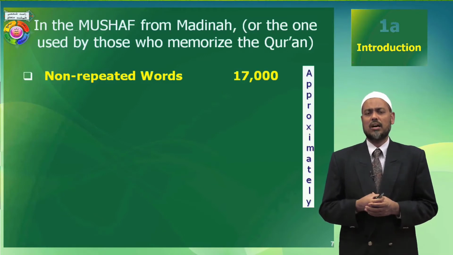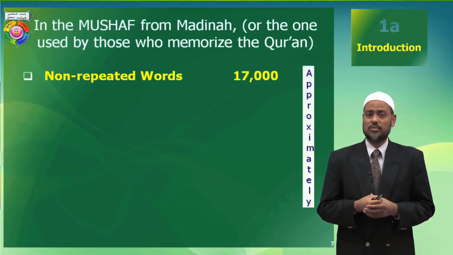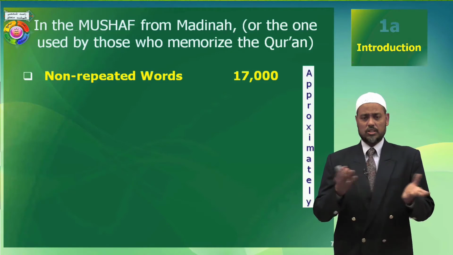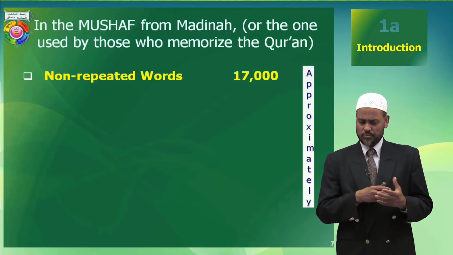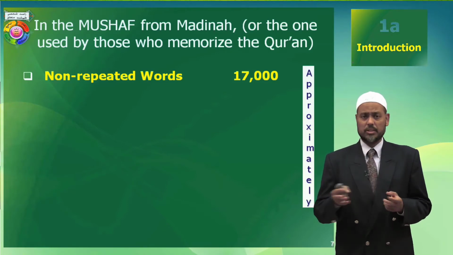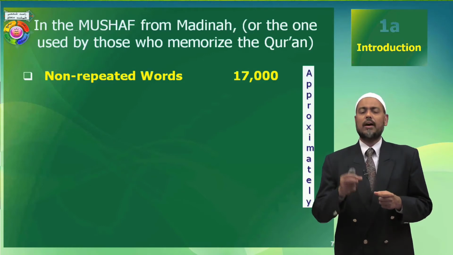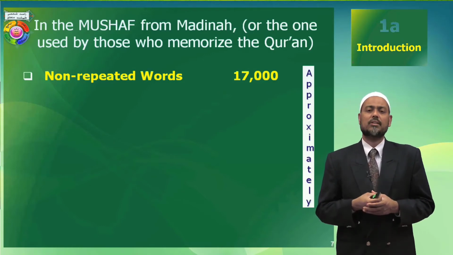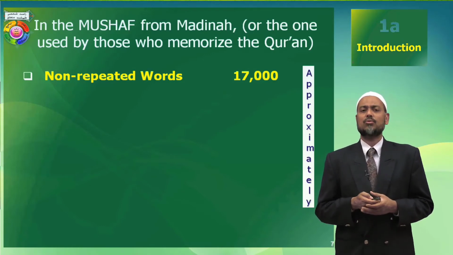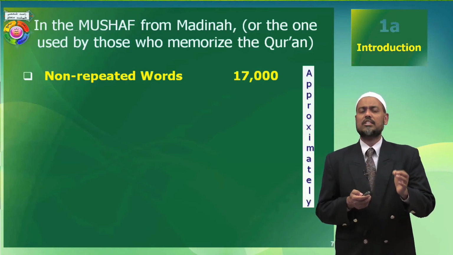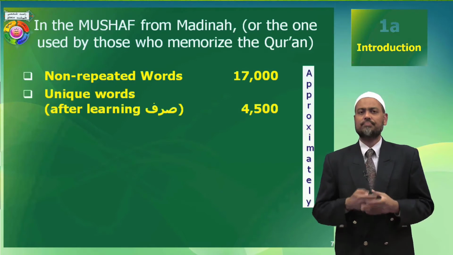But mashallah, non-repeated words are only 17,000. Because there are many words, as you know, that are repeated in the Quran. So if we remove the repetition and count only the non-repeated words, then they come down to 17,000. So on the average, each word in the Quran is repeated 4 times.